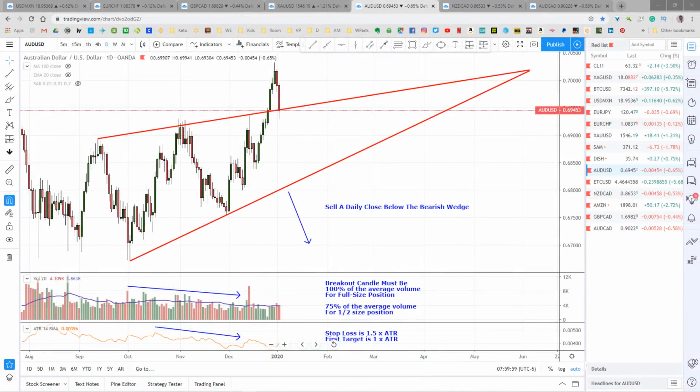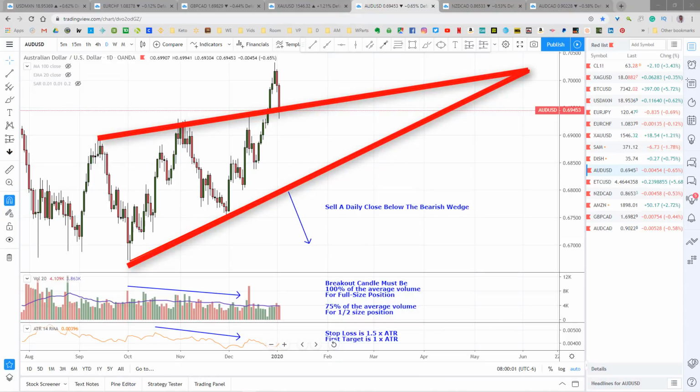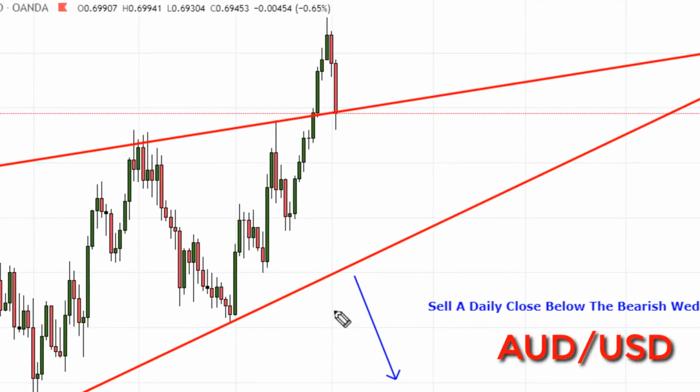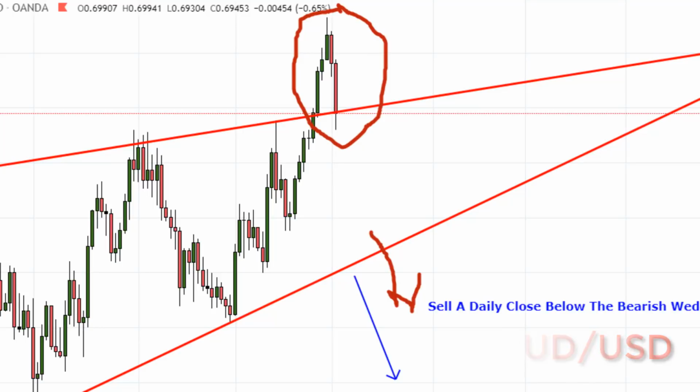I've mentioned this bearish wedge on the Australian dollar US dollar in mid-December, and since we anticipate a bearish wedge to break to the downside, then this push up above the wedge right here kind of blows out our pattern. So we're done with this pattern for right now.